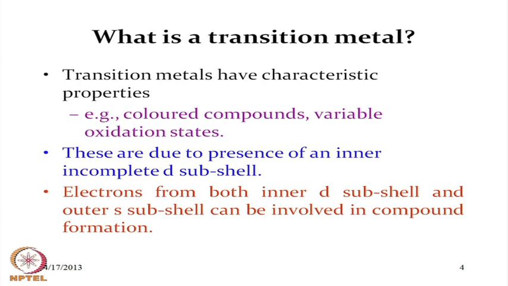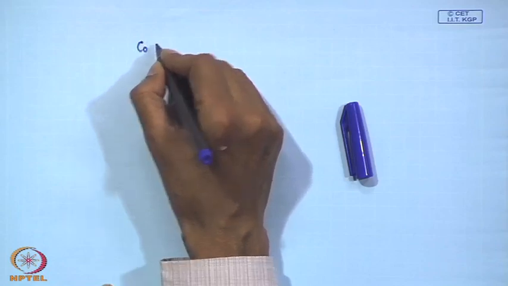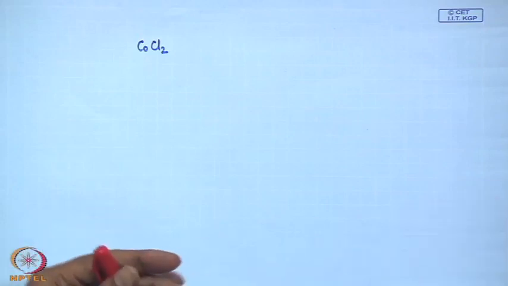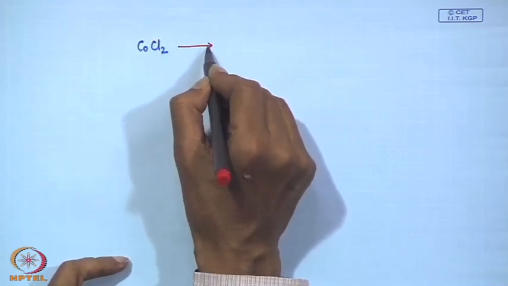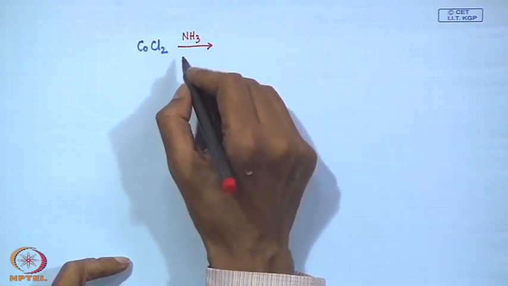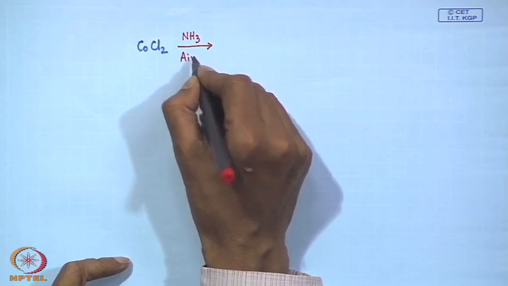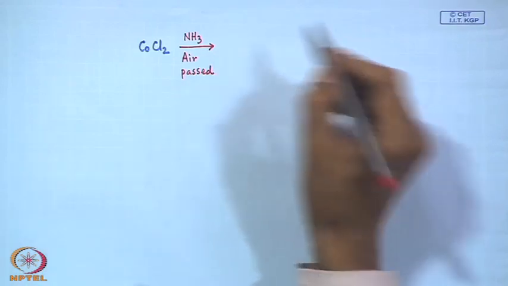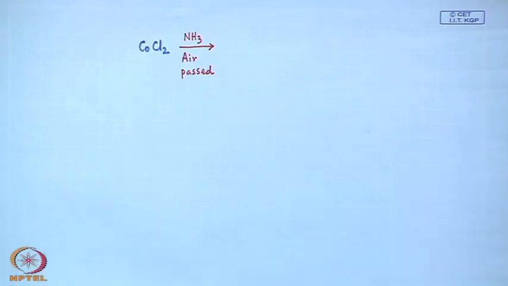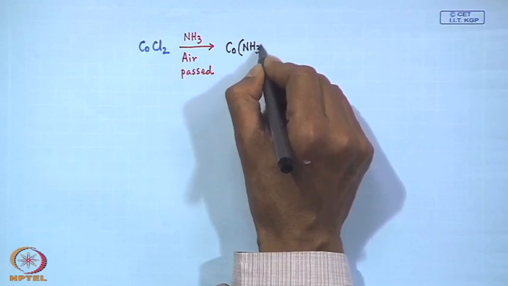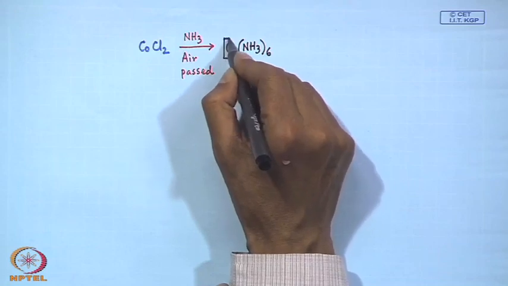That means, whenever we have a certain metal center, as in our previous class, we have seen that if we have cobaltous chloride, cobalt chloride solid, in our hand, and we dissolve it in water, and then ammonia is added and air is passed, that means bubbling of air within the solution, it will result in a typical metal complex, and the complex is nothing but hexaamine cobalt(III) chloride.